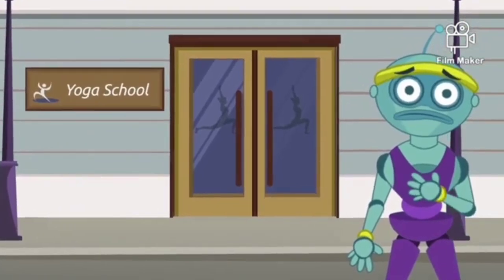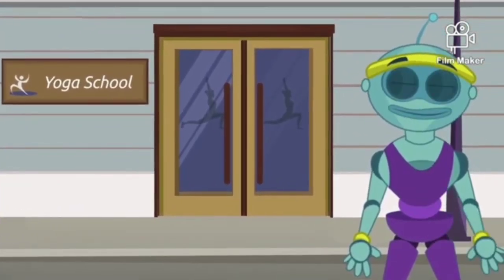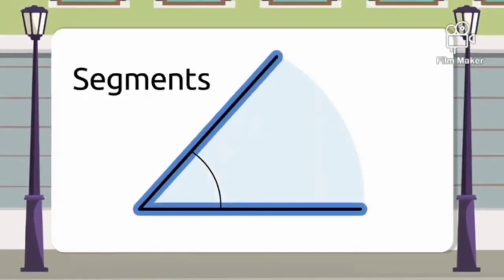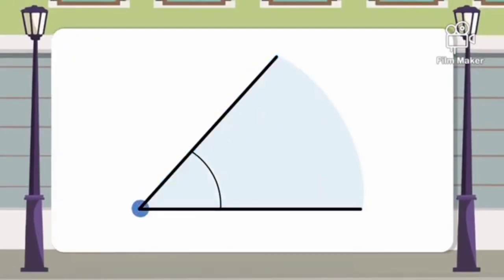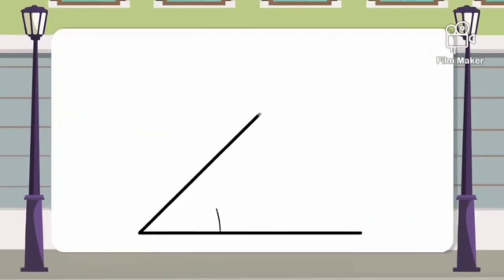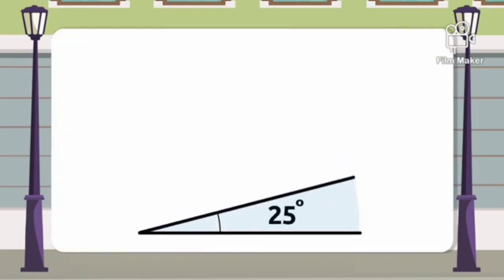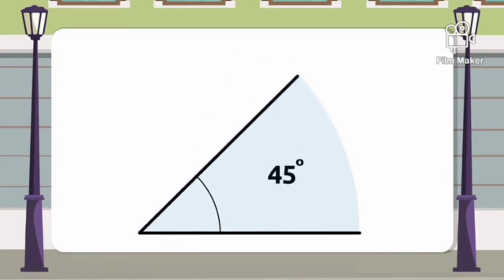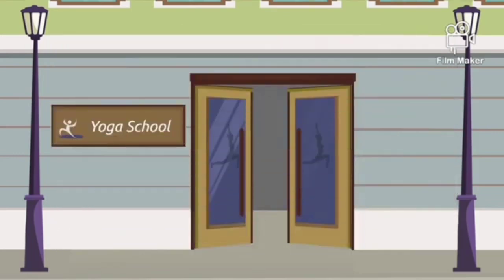Have you seen how many angles I can bend my body into? Even though today is not my day, let's recap what we've learned. An angle is the space between two straight lines that we call segments, and the point where both lines meet is called the vertex. To classify angles, we measure their opening. This is measured in degrees.